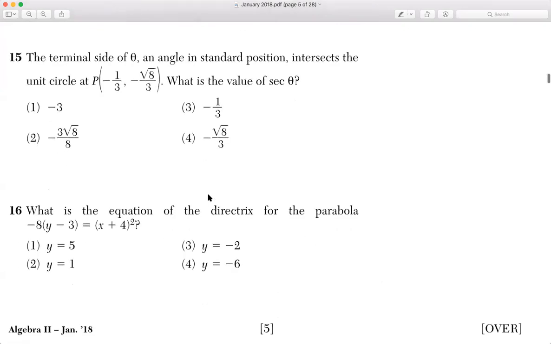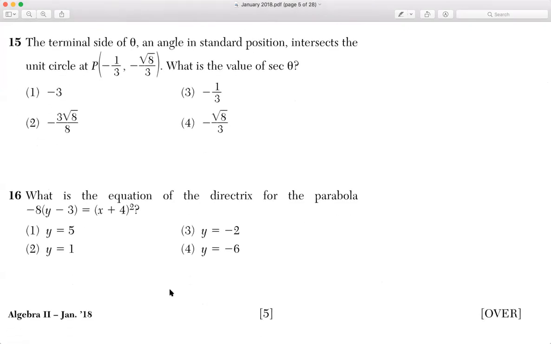Okay, moving on to 15. The terminal side of an angle theta, in standard position, intersects the unit circle at this point. What is the value of secant theta? You've got to give a slight background of this. This is cosine. This is sine. Whenever you see unit circle in these problems.